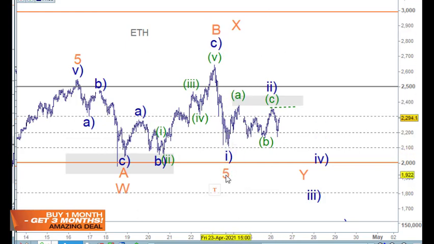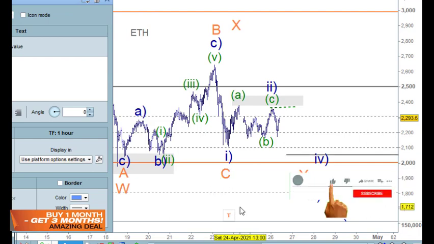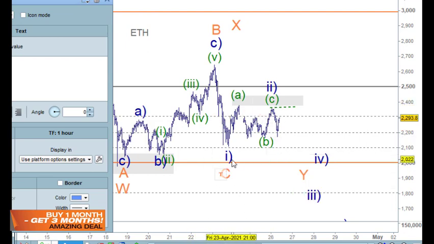Having this as wave C here is possible, but it doesn't really give me a nice impulse wave off the low here. That's my problem with this. Sure, I can count 5 waves up here. I can fit that in. That's not a problem.